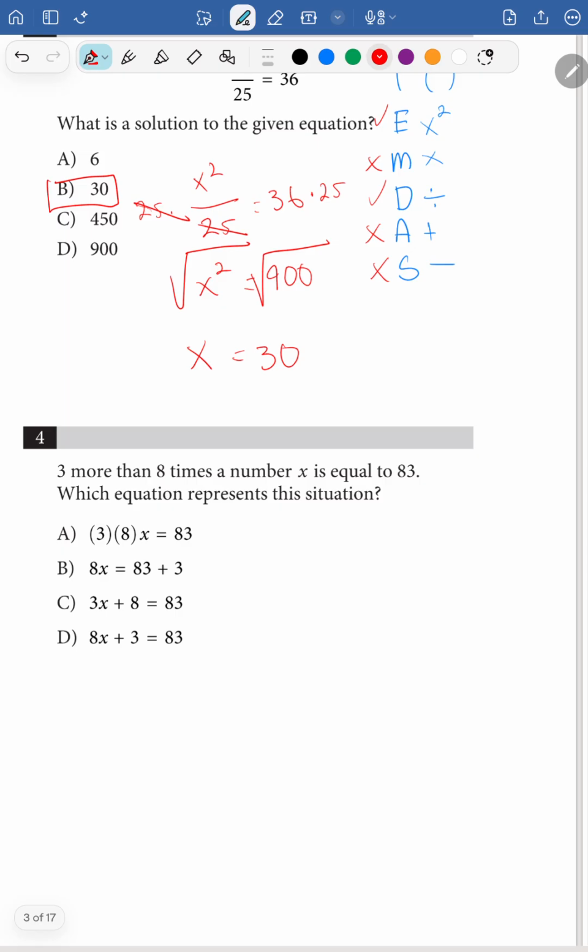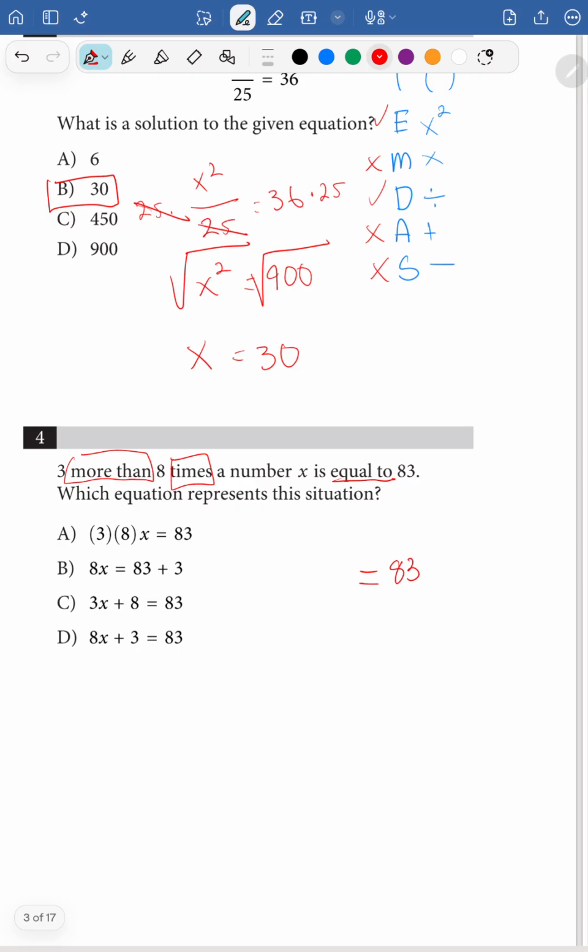Alright, question 4. This is a word problem that you're trying to turn into an equation. Now, the important thing to look at here is keywords. So, more than, times, and equal to. So, let's start off with the easy part. Equal to 83. So, we know that a whole equation is going to be equal to 83. Right? And that's it. Equal to 83 doesn't give you any other information regarding 83.